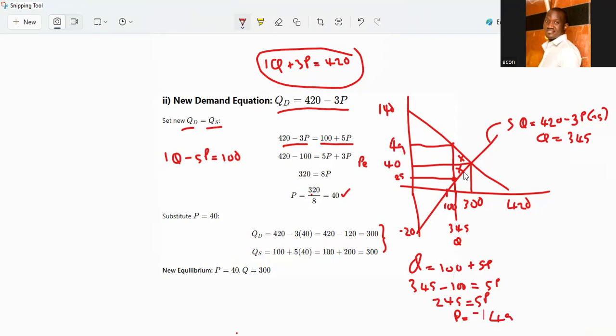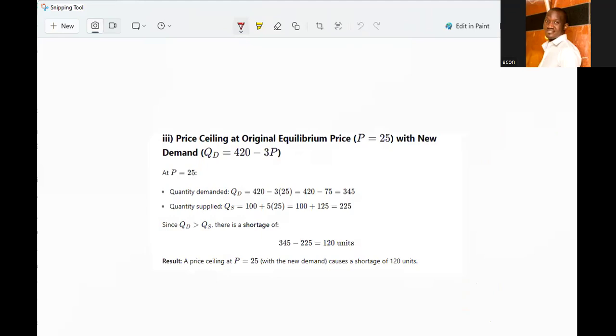So we want to calculate the shortage in this bracket here. Okay, so far I hope we're together. There will be a shortage in the sense that we are going to have a scenario where the quantity demanded is greater than quantity supplied. When we put the 25 in the demand, we're going to get 345. When we put the 25 in the supply, we're going to get 225. So the difference, 345 minus 225, is 120 units. So the effect of the price ceiling will cause a shortage of 120 units in the market. That is the implication.